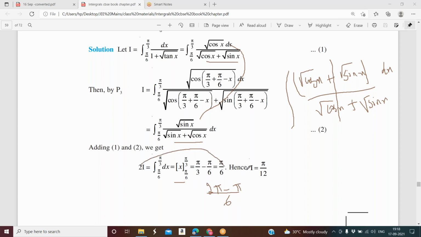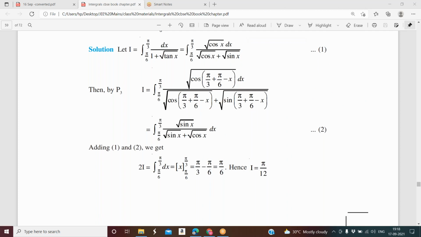Therefore, what is the value of I? I equals pi by 2. Hence, we have evaluated the given integral, because I is the given integration. So we have evaluated the value of the given integral. It is pi by 2. I is the given problem. Is it clear to you all? Do you have any doubts in this problem?